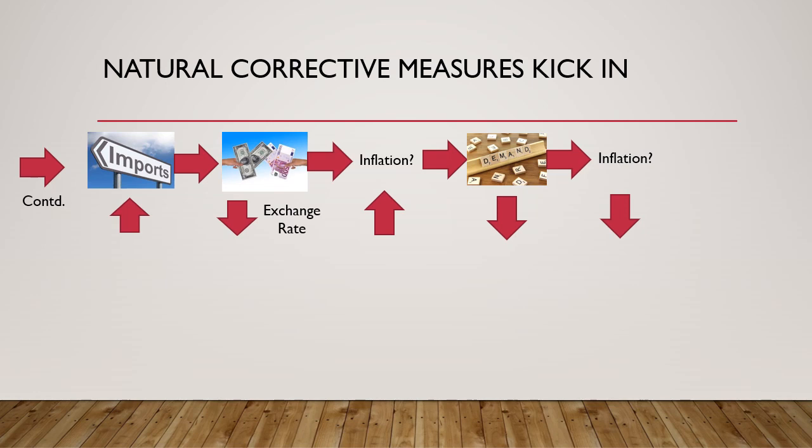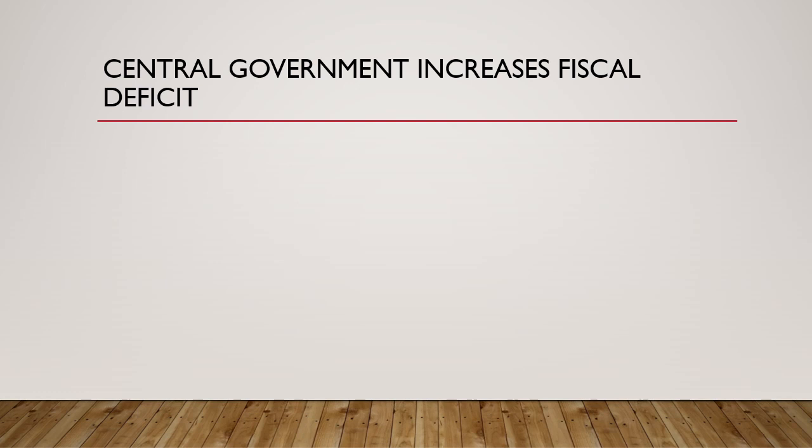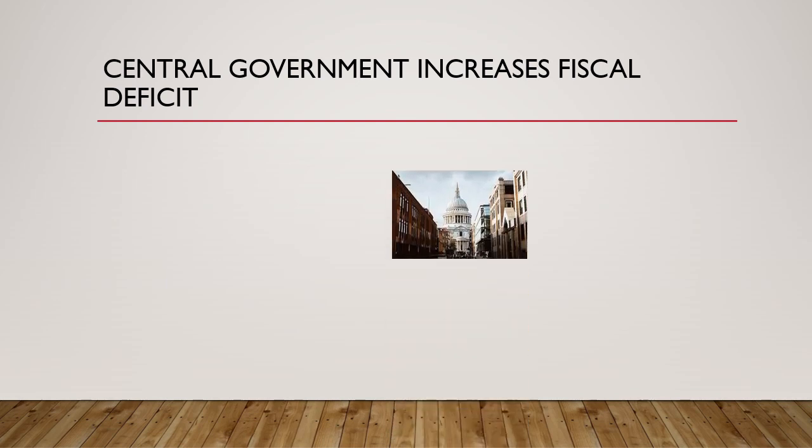This is how the natural corrective measures of the economy kick in, even though the government has made a policy error. However, let's see what happens when the government aggravates this situation by making even further policy errors. So now, instead of letting the natural economic corrective measures play out, the central government intervenes and increases its fiscal deficit further, thus taking on more debt.